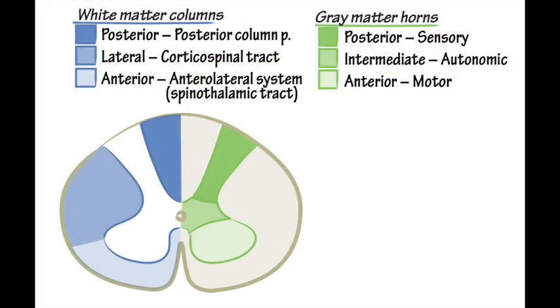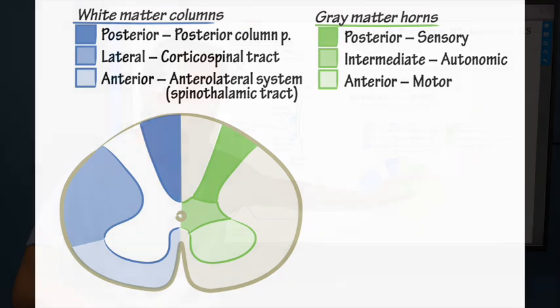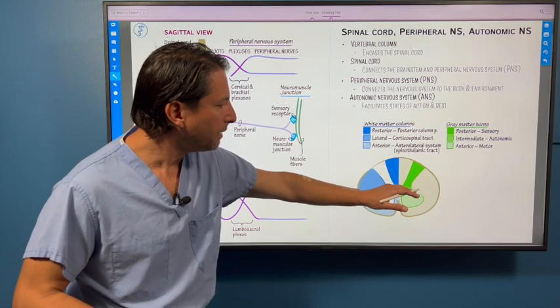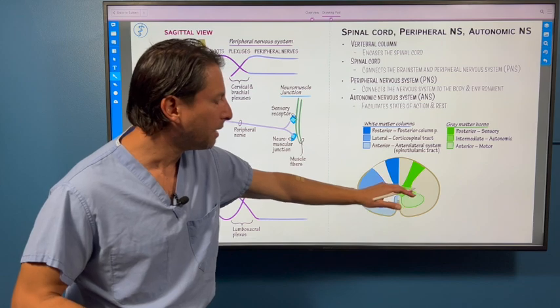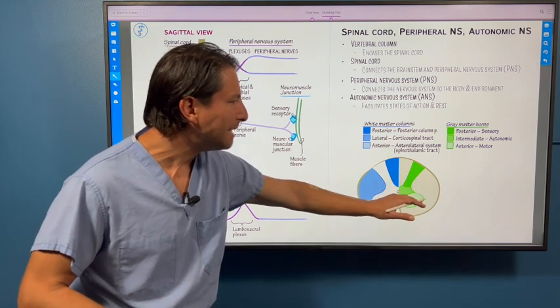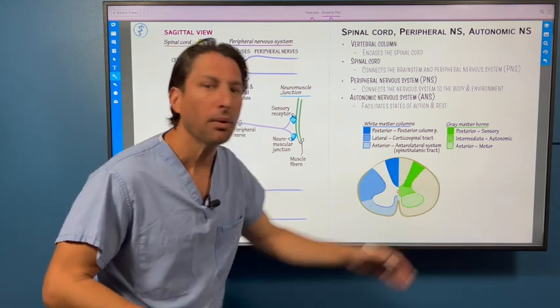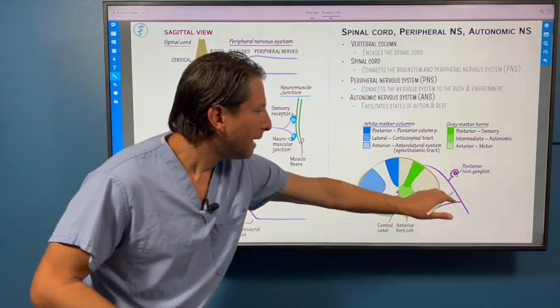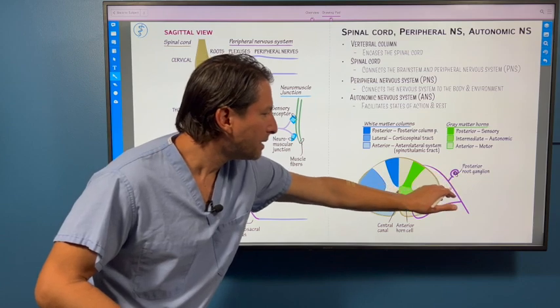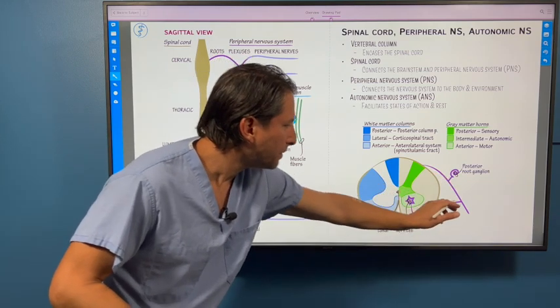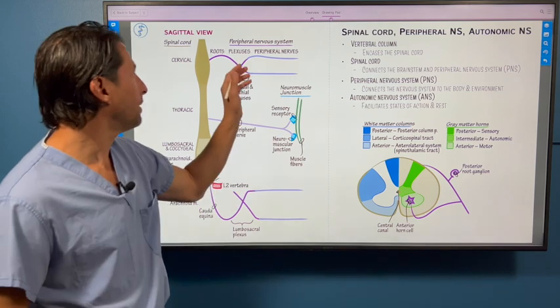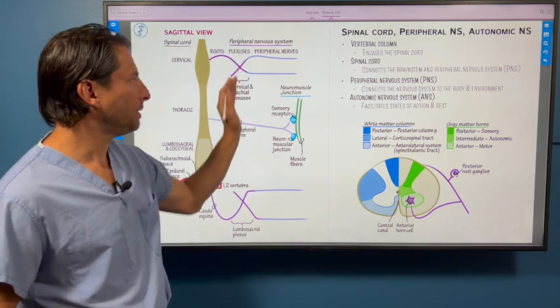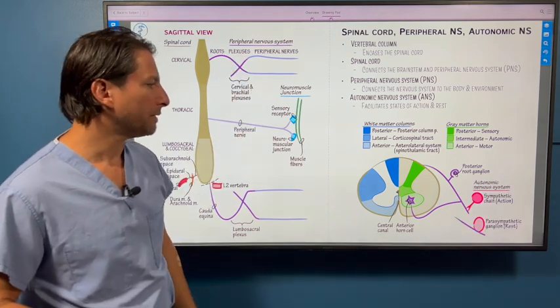From a gray matter standpoint, posteriorly, sensory information is encoded, and then in the middle, in the intermediate zone here, autonomic information, and then anteriorly or ventrally is motor information. The posterior root ganglion houses the cell bodies for the sensory system, and then these are the ventral roots, and then they meet up, like we talk about here, to form these plexi and peripheral nerves.